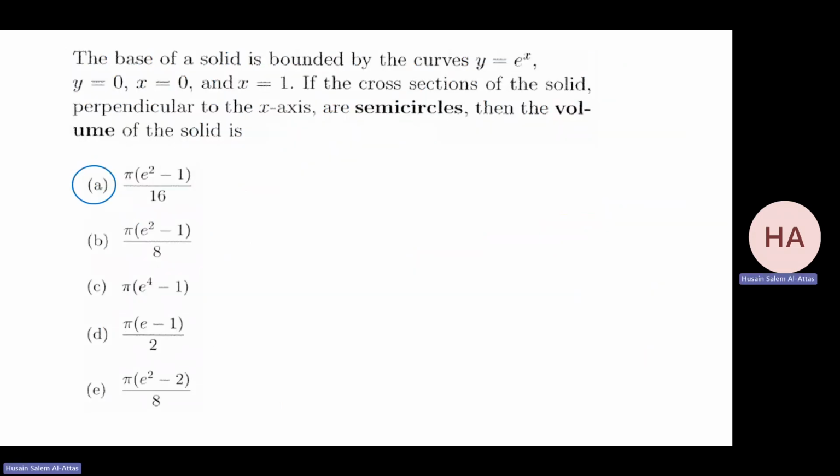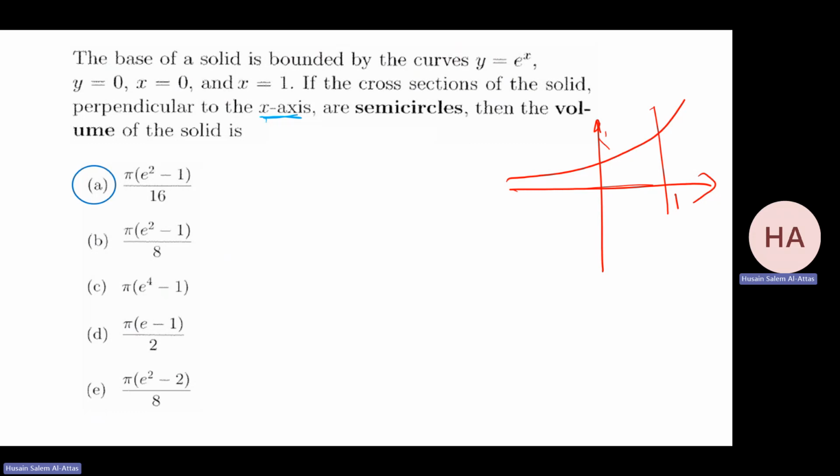Now I have a region bounded by the curve, and the cross sections are perpendicular to the x-axis. So I have things in terms of x. Let me graph the functions. I have e to the power x, y equals 0, which is the x-axis, the y-axis, and x equals 1. So I'm talking about this region.